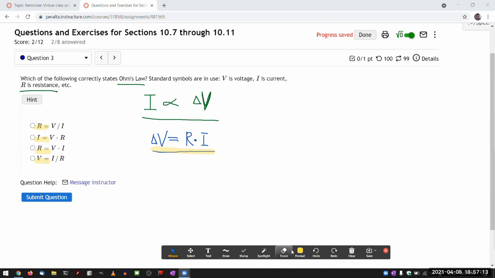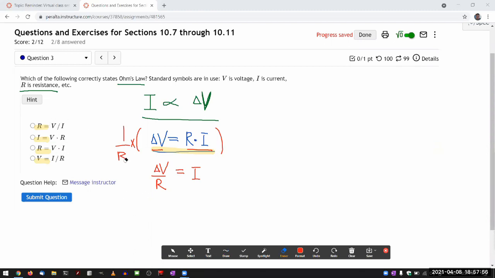To solve for current, I need to get rid of this R here. I can do that by multiplying everything through by 1/R. I multiply by 1/R on the left-hand side and also on the right-hand side. On the right-hand side, they cancel out so that I get just the current I. That was the whole goal. On the left-hand side, I end up with delta V over R. Looking at the current choice here, that's not the same as this, so the second choice is not it either. So it must be either the first or the third.